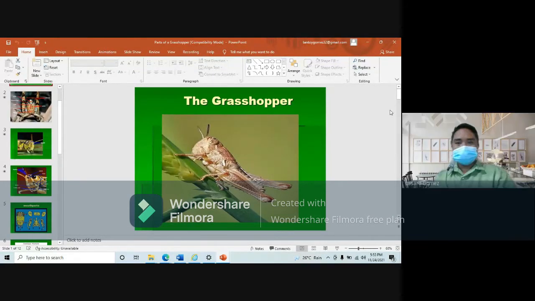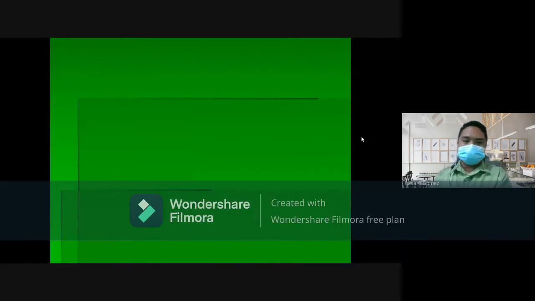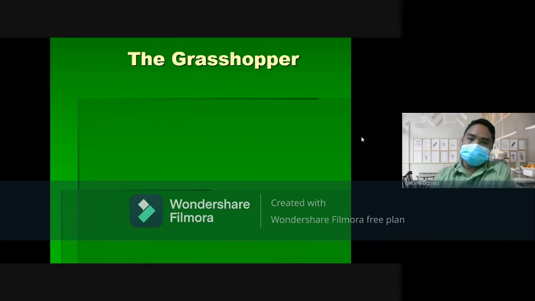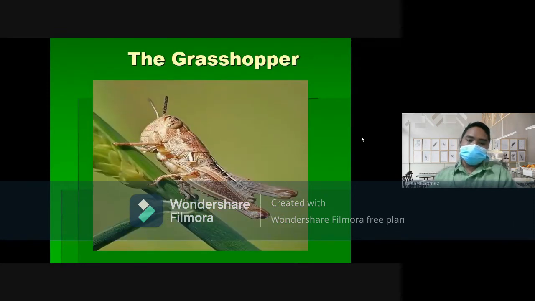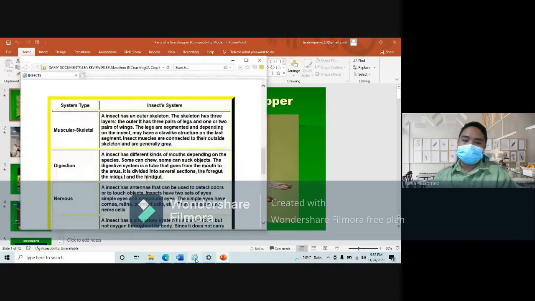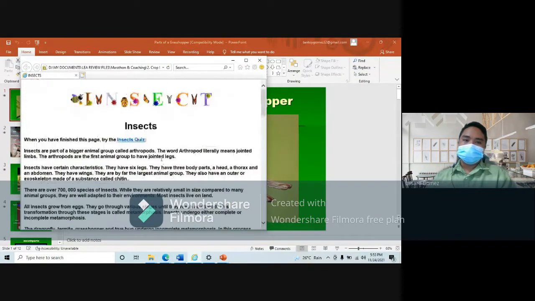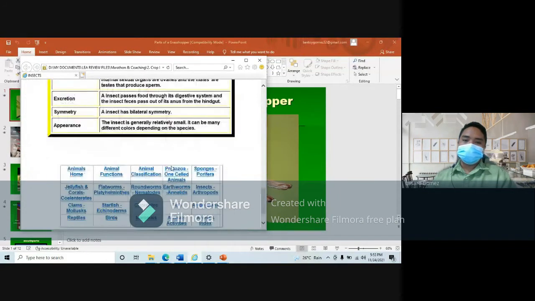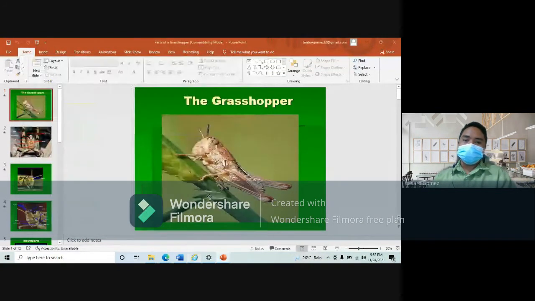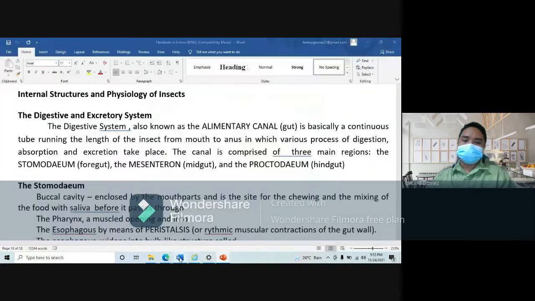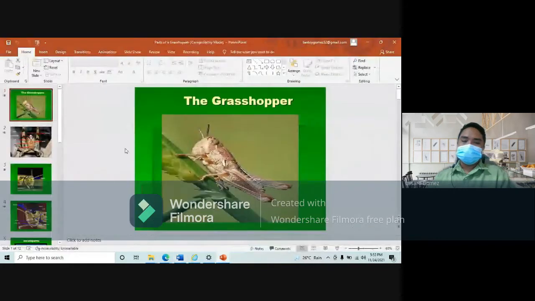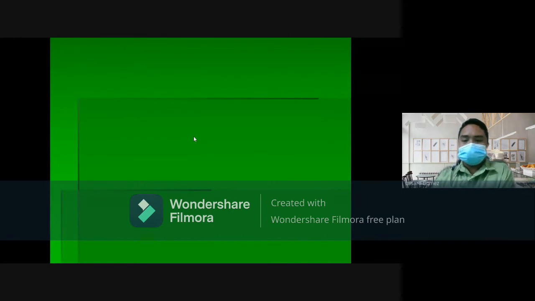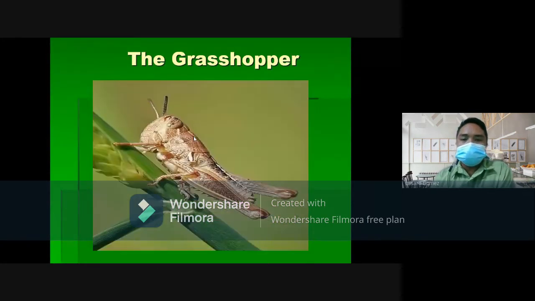Okay, one of the perfect examples for the study of insects is the grasshopper. In your last module, previous module rather, I have shared with you the external structures of an insect. Okay, so the external structure. So just a recap of the external structures of an insect.